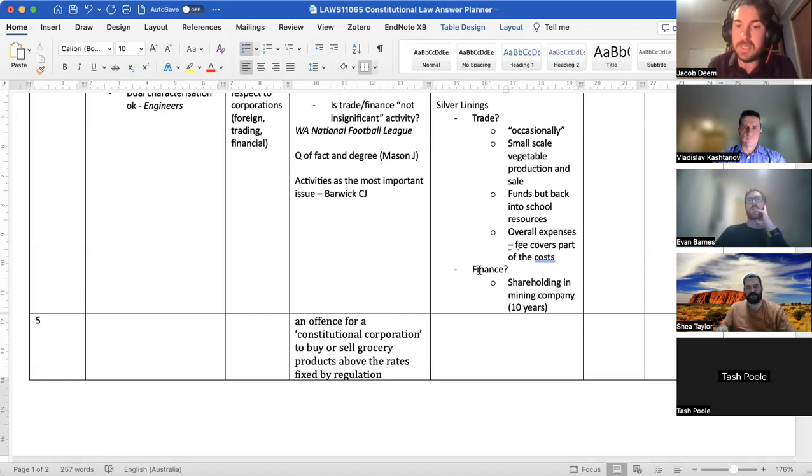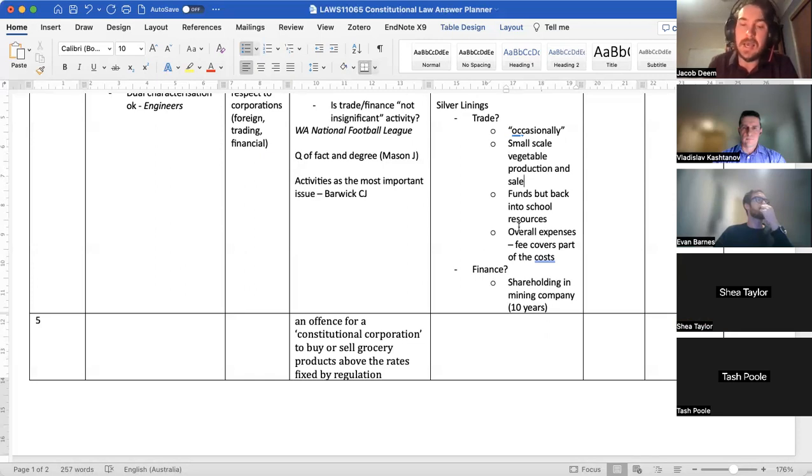Basically, the distinction being, I think you could make a pretty good argument that the trade is insignificant, whereas the finance, even though we're not told exactly how much of the revenue stream comes from these investments, the longevity of it and the fact that it's outlined as being core to what the charity's doing, those all lend themselves to an argument that it is not insignificant, or it's a substantial part of what they're doing.